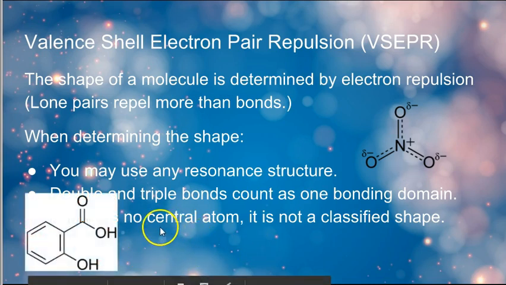Sometimes there's no one central atom, and so we don't classify it as a particular shape. This is a good example. There's no shape that can be assigned to this whole molecule. We may say that this particular carbon atom at this point here has a shape, which would be trigonal planar. So one atom could have a shape around it, but we don't assign a shape to the whole thing.